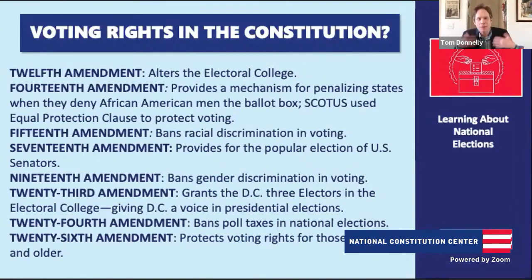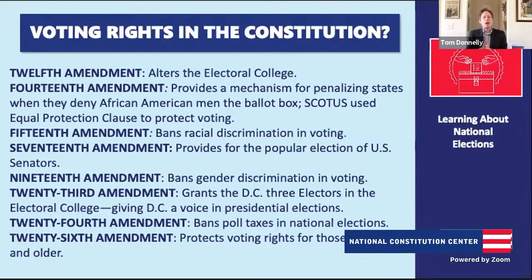The 17th Amendment provides for the popular election of U.S. senators. Under the original Constitution, senators were elected by the state legislatures. The 17th Amendment sets up the system we have today, where we, the people, vote for our senators. The 19th Amendment bans sex discrimination in voting. The 23rd Amendment brings Washington, D.C. voters into the presidential election contest, granting them 3 votes in the Electoral College.